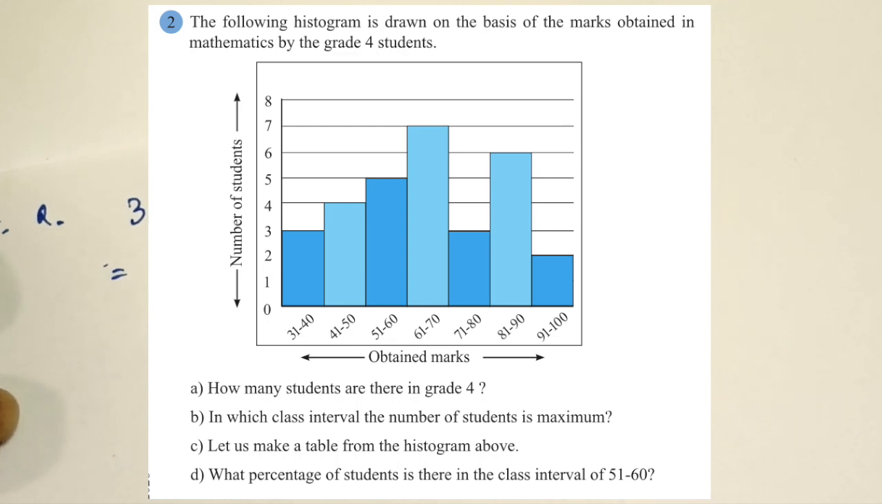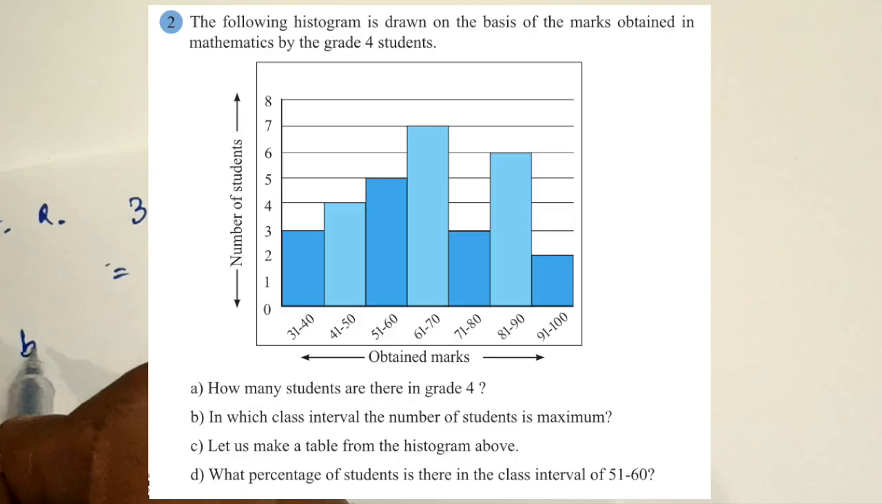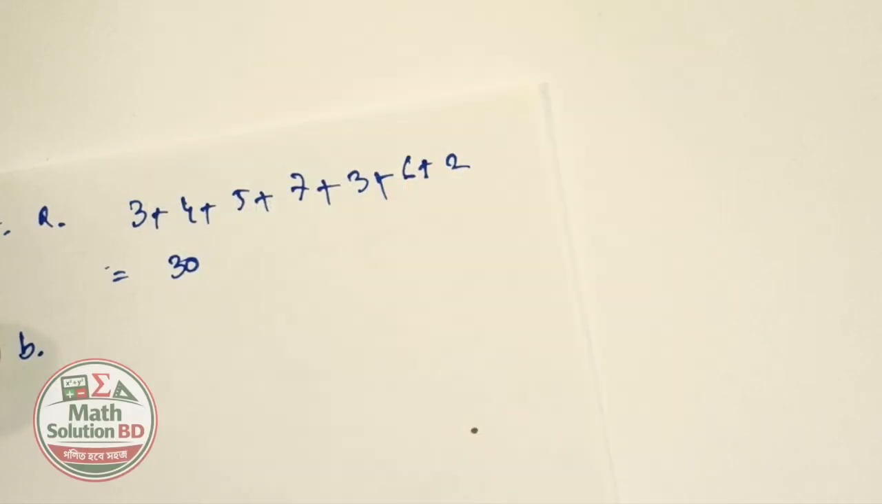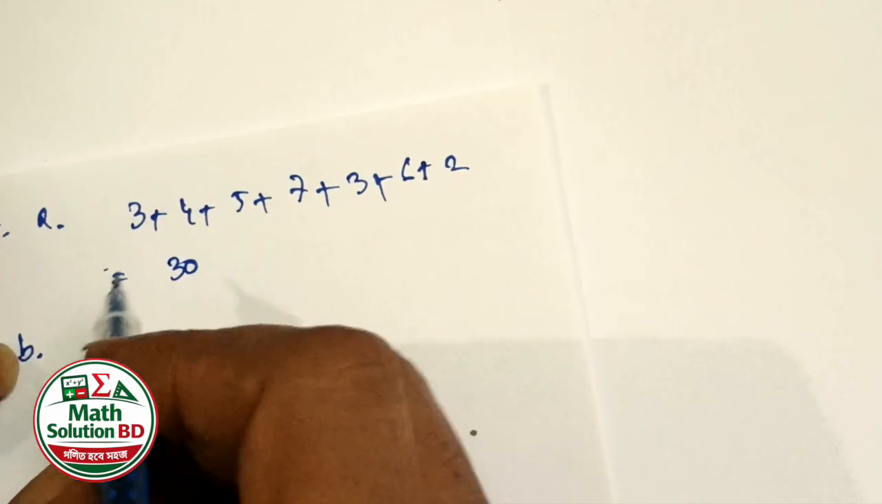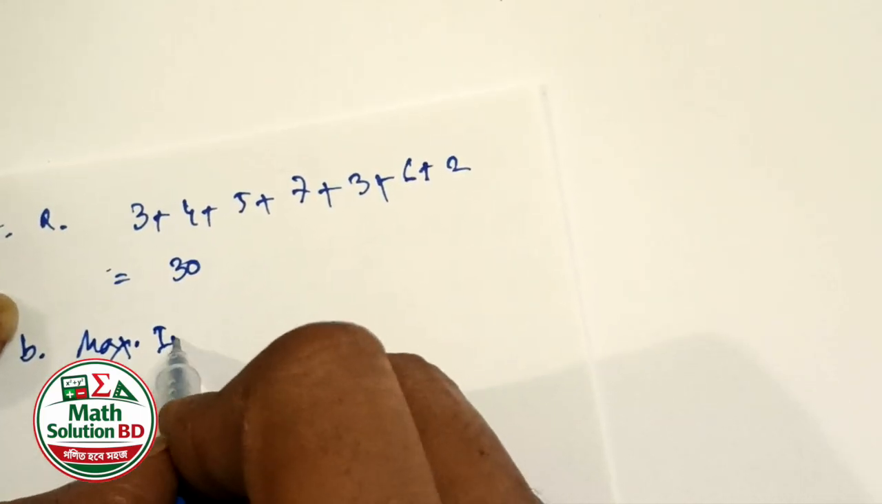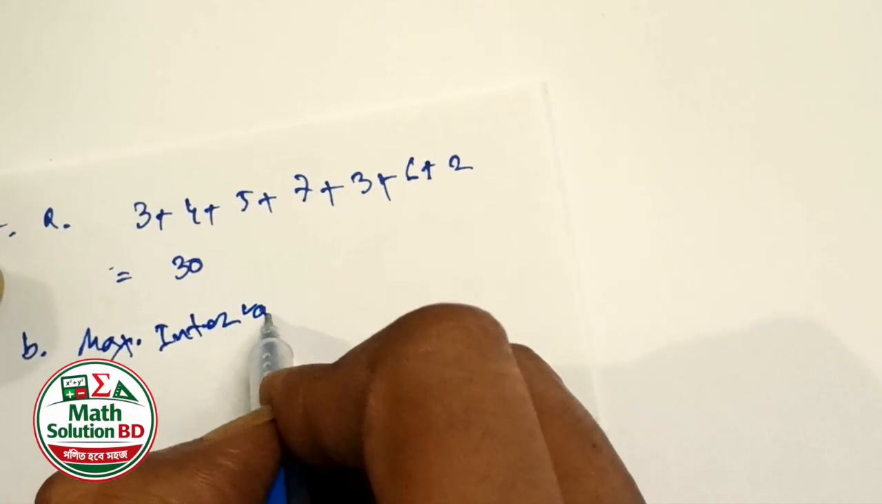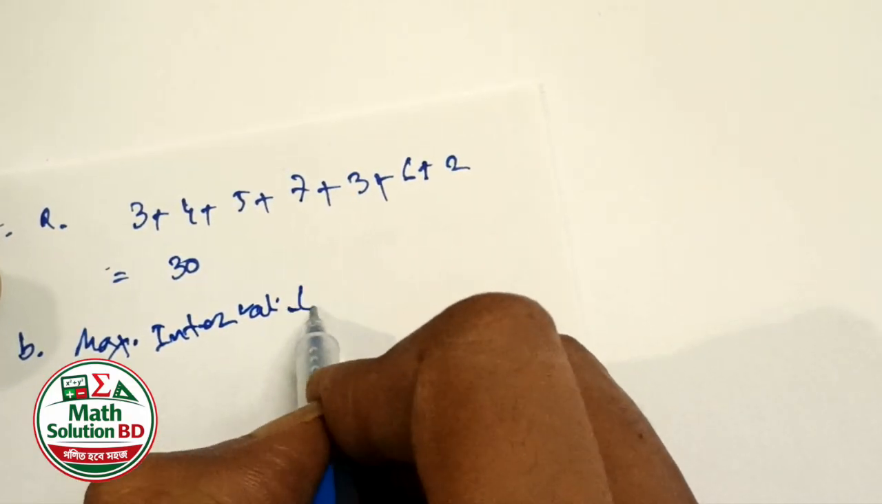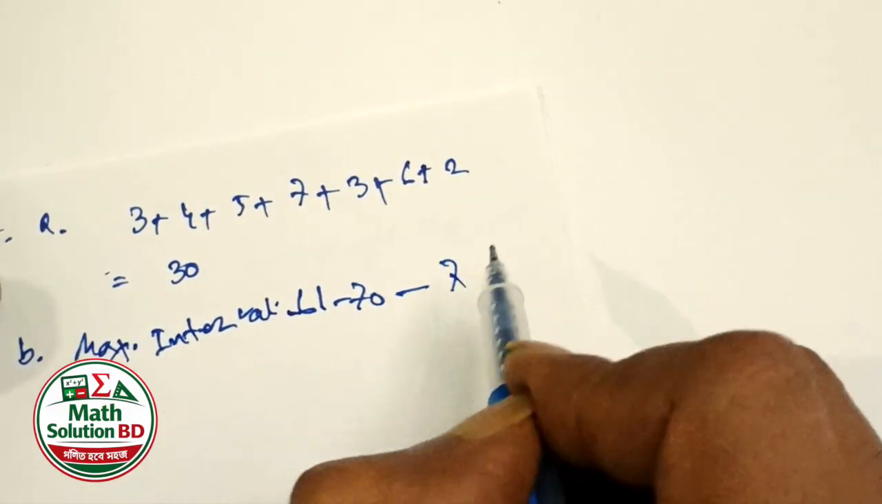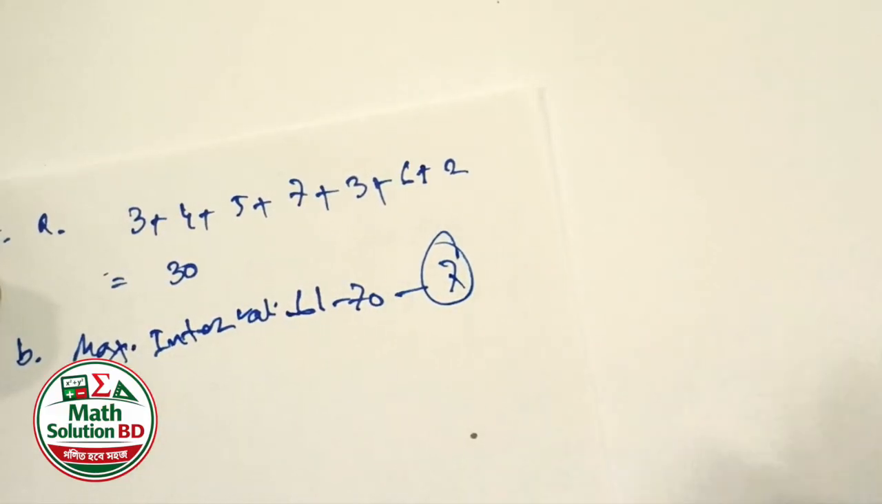And number B, in which class interval is the number of students maximum? That means the maximum interval is 61 to 70. That means 7 students.